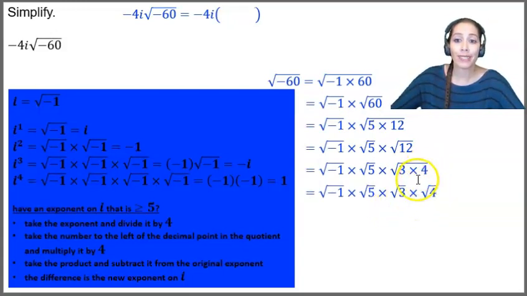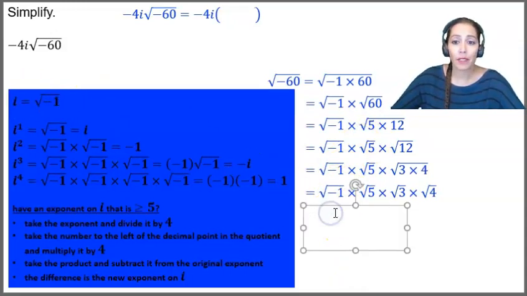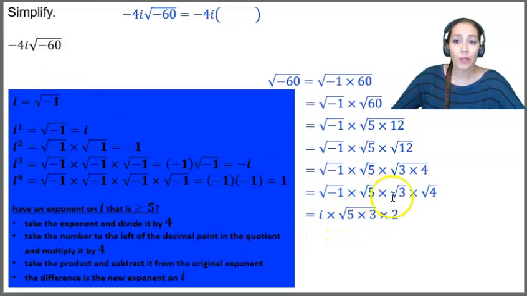Then I would have broken it down into separate radicands, and now I'm ready to go ahead and fill in all of my stuff. So the square root of negative 1 is equal to i. Then you will see that the square root of 5 and the square root of 3 can't be combined with anything else or reduced in any way. So we'll just multiply them back with each other, 5 times 3. And the square root of 4, this is actually a perfect square, so that equals 2.